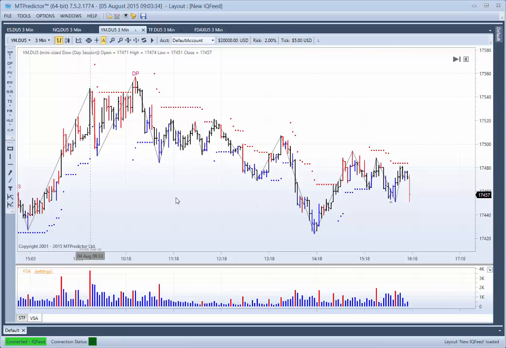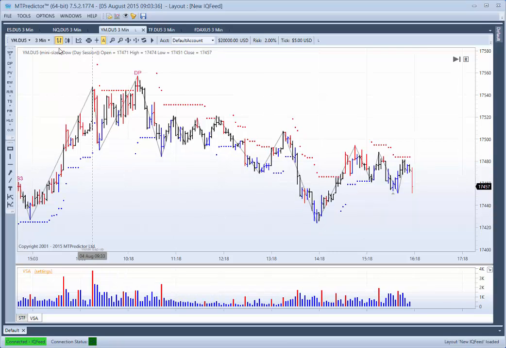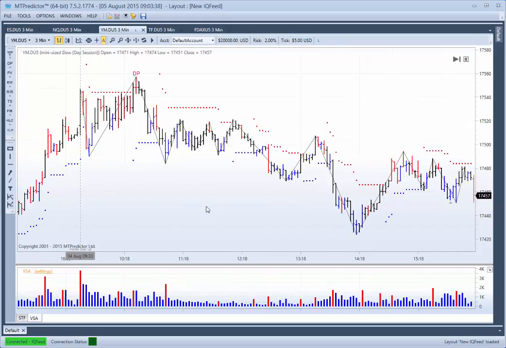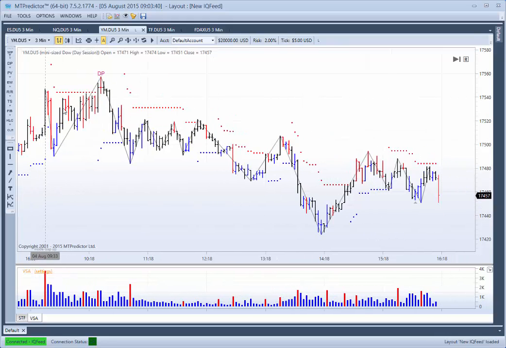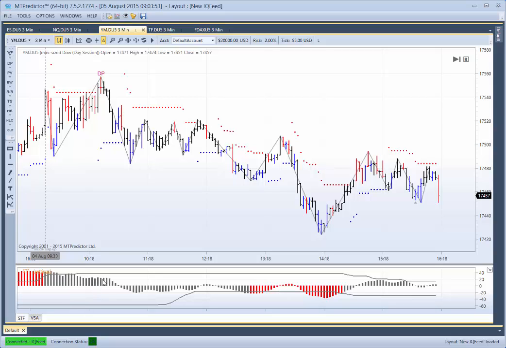The first one I'd like to look at is on the YM. This is on a 3-minute chart. You can see this is the whole of yesterday, and we had a DP sell here which actually nailed the very high of the day. So this was the very bar, the very high of the day that the signal came in. It was actually on a black STF, so it was a valid trade setup for standard traders.